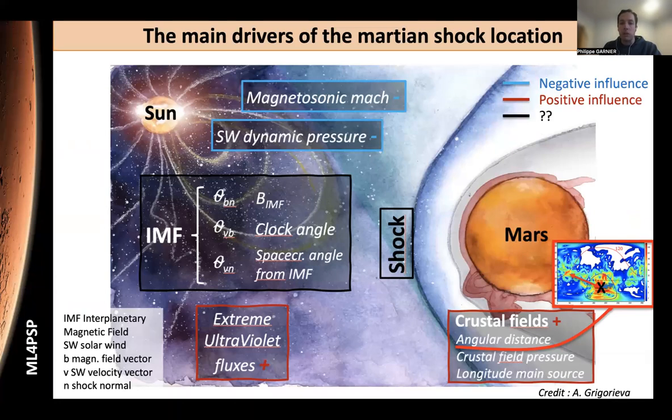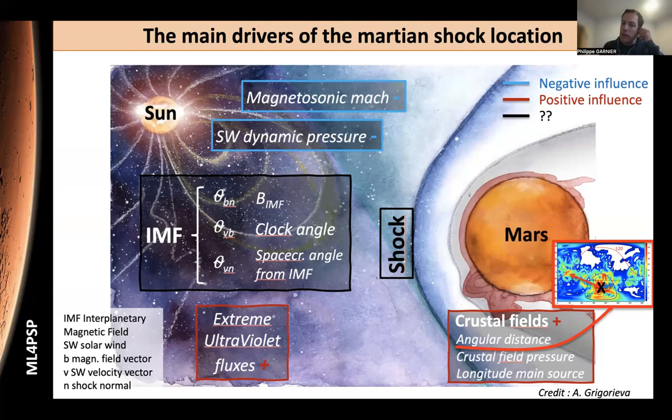This bow shock is influenced by a number of different parameters that you have here in the sketch, and some of them may be cross-correlated, of course. Among the most important drivers, we have the magnetosonic Mach number. That is a strong driver of the shock, since the shock is a standing fast mode magnetosonic wave at Mars, and its shape depends on the magnetosonic Mach number. We have the solar wind dynamic pressure, which will push the shock location more or less.